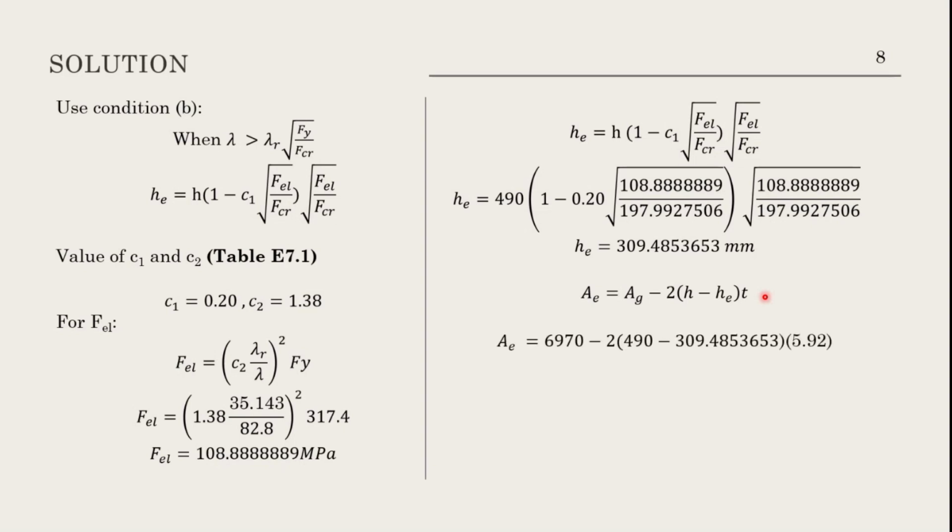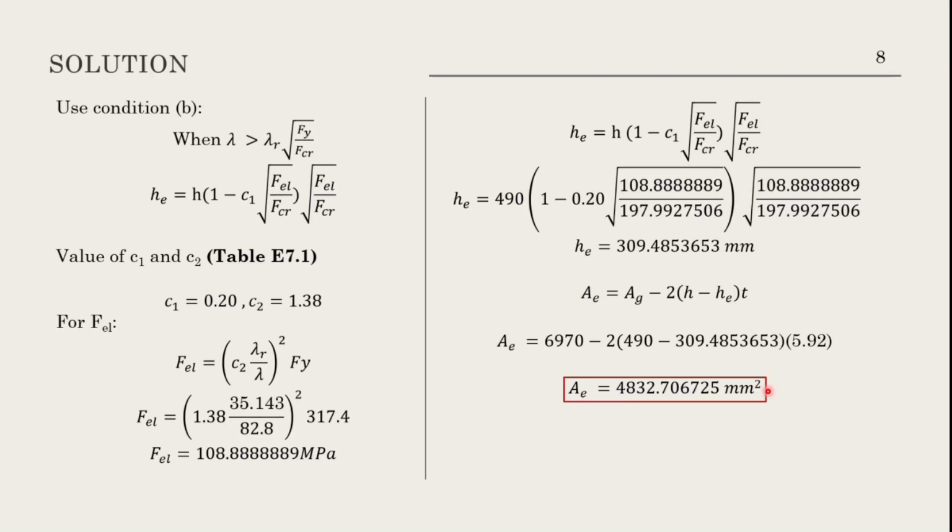So we can now compute the effective area, the gross area minus 2 times the difference of the initial value of H and the effective value. So 490 minus 309. Then we multiply it by TDES. Okay, so be careful with that. We use the TDES, 5.92. So therefore, AE equals 4,832.706,725.